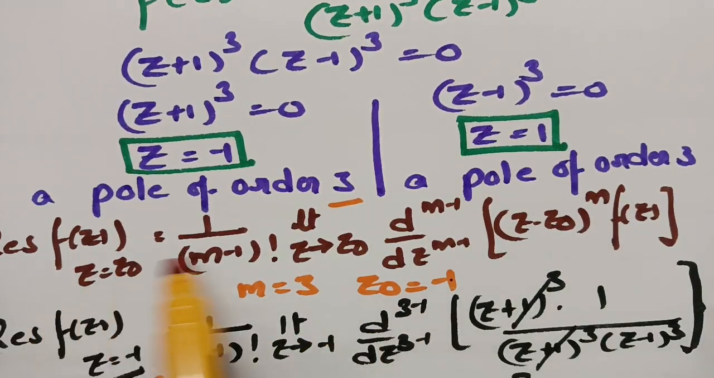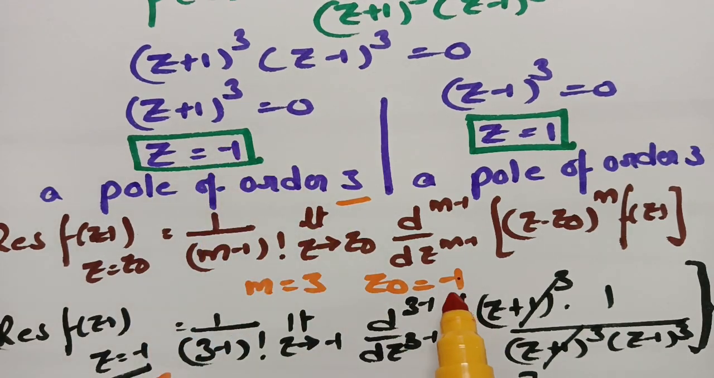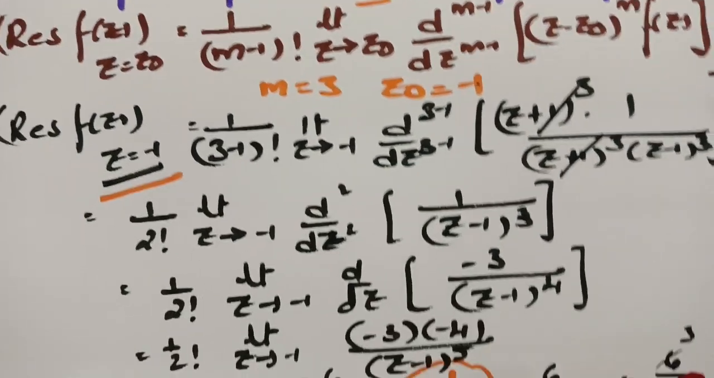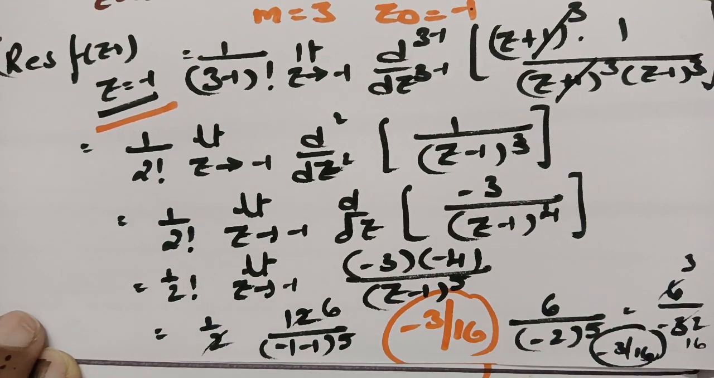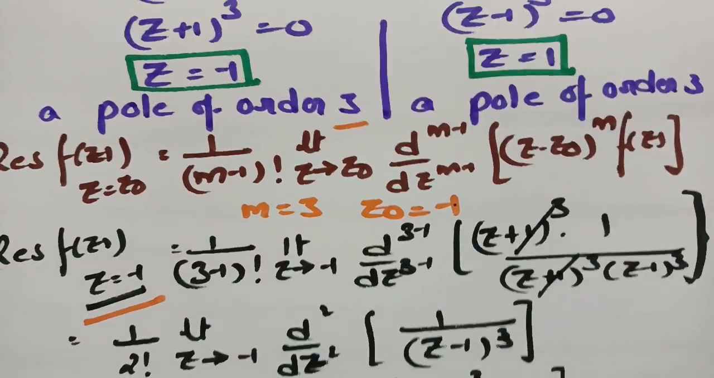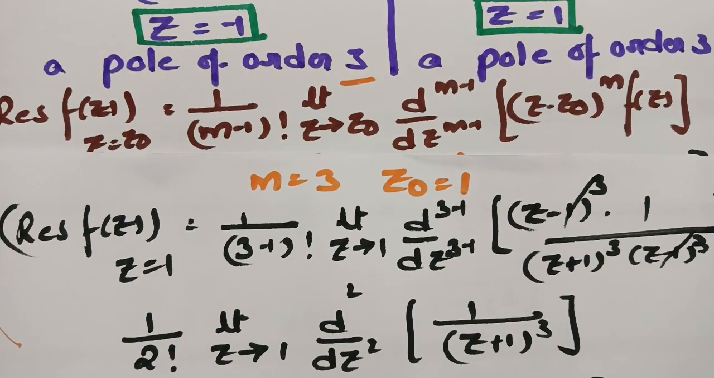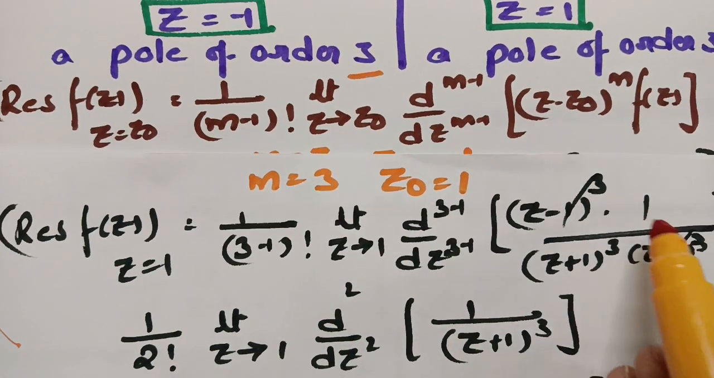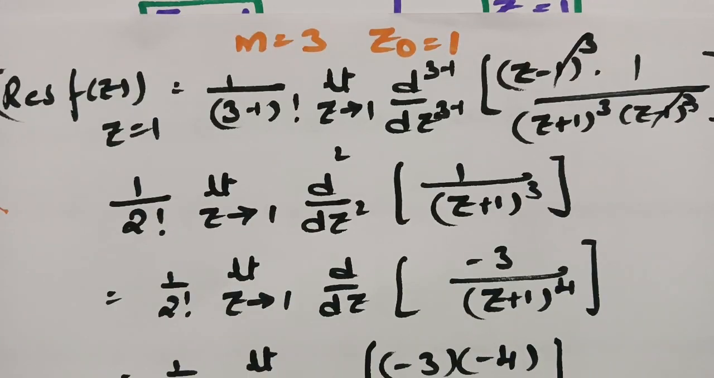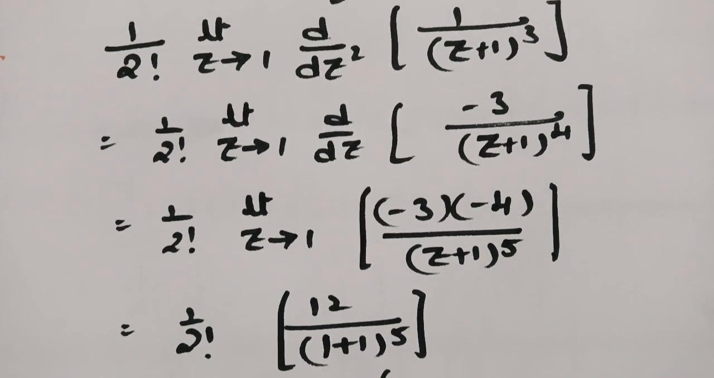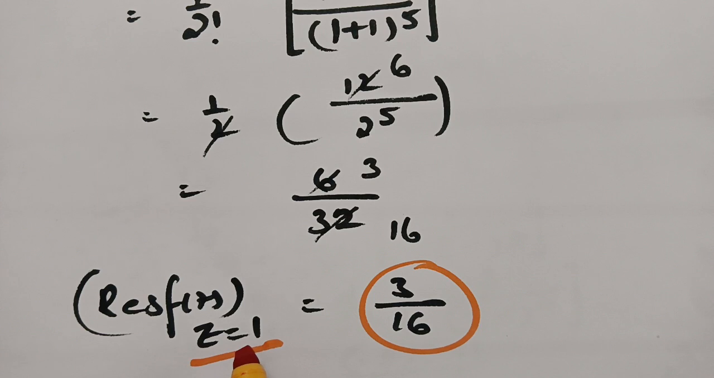So for order 3, this is the formula. So in this formula, we have to keep the order value as m and the pole value as minus 1. So after substituting and differentiating 2 times and substituting z value as minus 1, we got the value as minus 3 by 16. And for the next pole value z is equal to 1, the same formula I have applied. So in this formula, if I keep m is equal to 3 and z naught is equal to 1, and f of z value is also clearly given here, and after cancelling numerator and denominator and differentiating 2 times and keeping z value as 1, see here, this is the final value. This is the residue value for the corresponding pole value z is equal to 1.